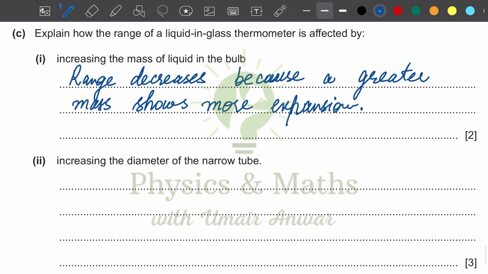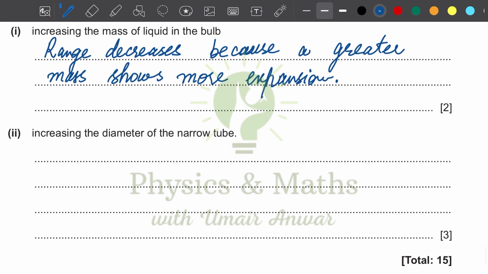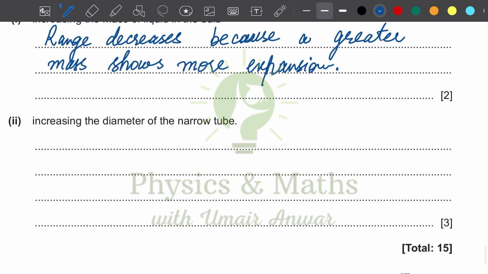So when the expansions are larger, the range decreases. Increasing the diameter of the narrow tube. So when we increase the diameter of the narrow tube, the range increases.